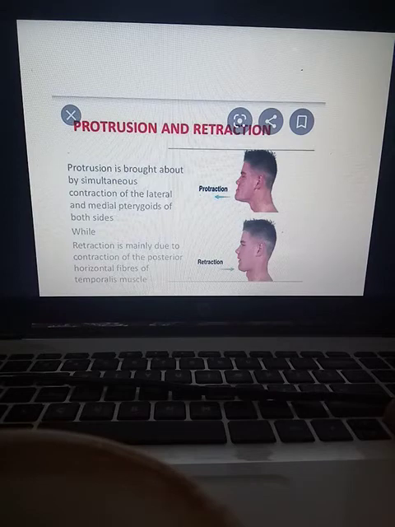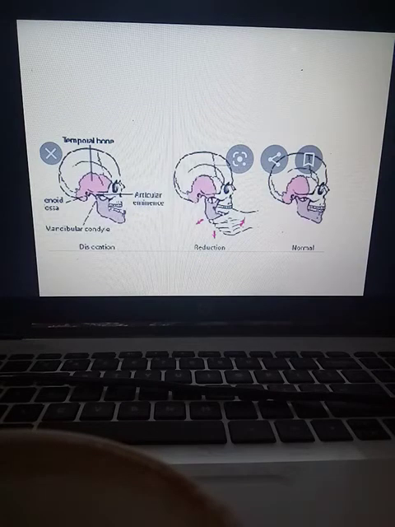Then we have certain applied aspect or the clinical anatomy of the temporomandibular joint. If you can see in the first picture, the joint has been dislocated from its position. So there is a tendency that it will slip anteriorly into the infratemporal fossa. Okay, because of that, the patient is not able to close his mouth. Then reduction is done using thumbs.